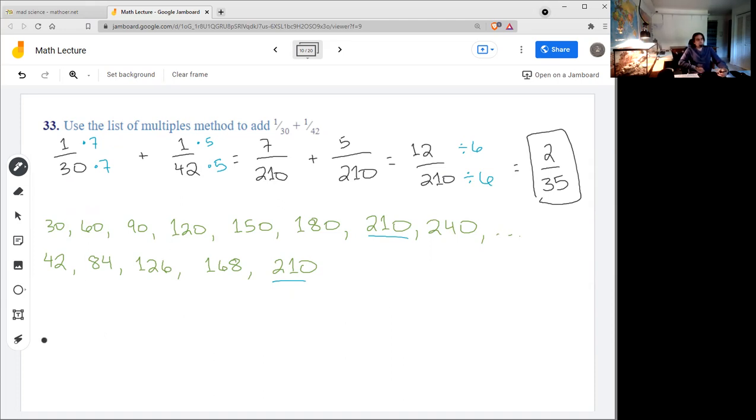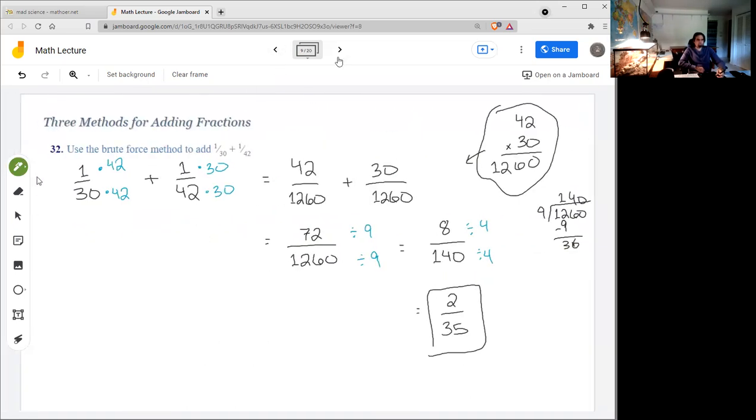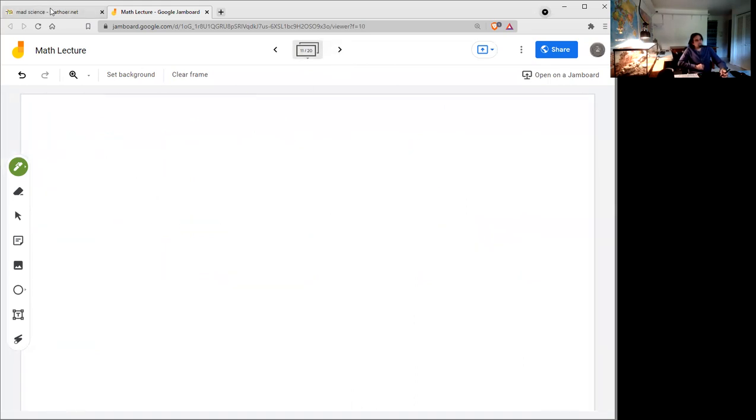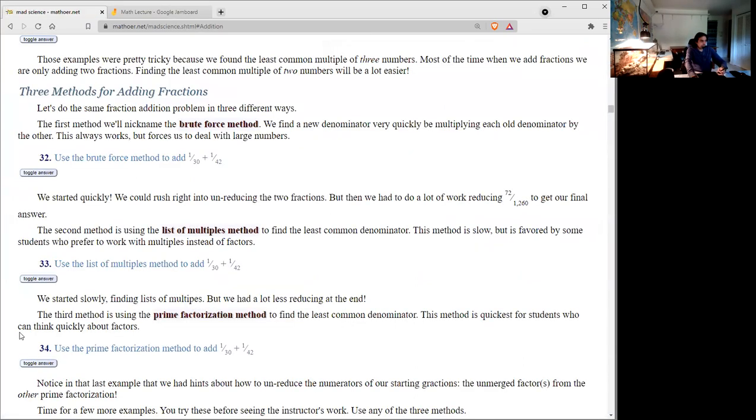So in this method, I had to do some work, but some people really like multiplying. Making this list of multiples doesn't seem like as mentally painful a chore as what we did on the other page. So make a list of multiples, pick the first one on both lists, and that's what we're going to use. The last way to do things is prime factorizations.